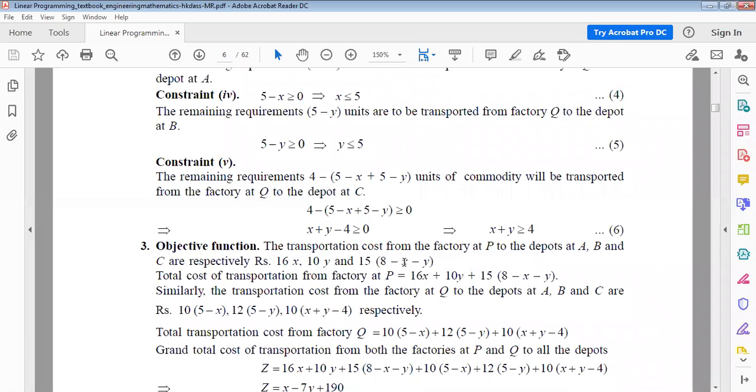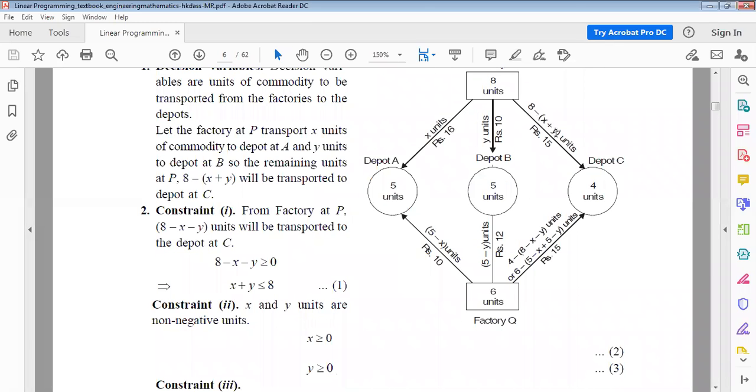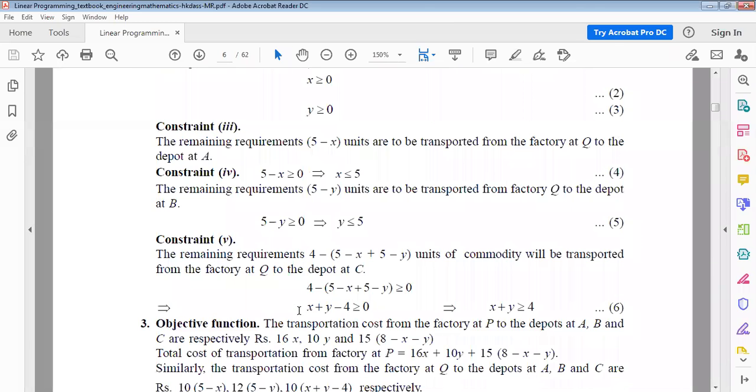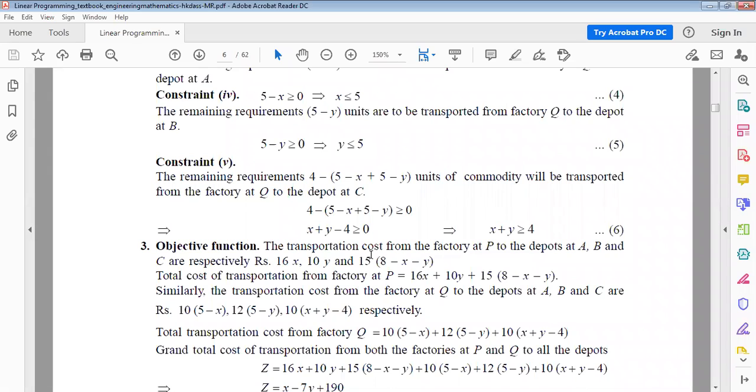And the rest from P is 8 minus X plus Y, and this will be 15 into this, meaning 15 taka per unit for the C depot. So these units will cost 15 into this. So the total transportation cost from the factory P is just taking the addition: 16X plus 10Y plus 15 into this.